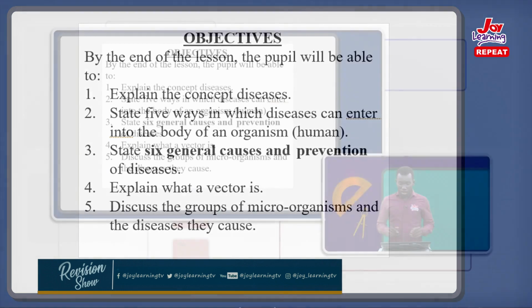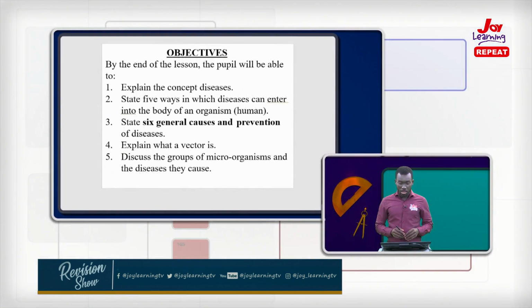By the end of the lesson, the learners will be able to: 1, explain the concept of diseases; 2, state 5 ways in which disease can enter into the body of an organism, an organism here being the human body; 3, state 6 general causes and prevention of diseases; 4, explain what a vector is.